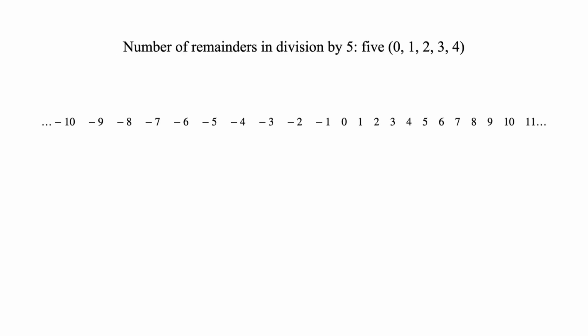And what about divisibility by 5? Here you have 5 possible remainders in division by 5. It can be 0, 1, 2, 3 or 4. Every fifth integer is divisible by 5, and such a number can be written as 5 times k, where k is some integer.